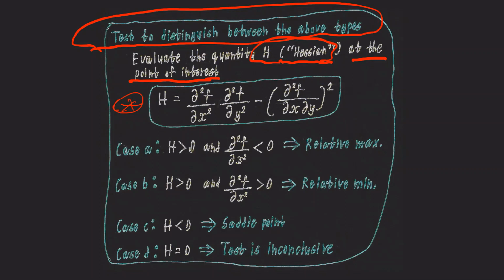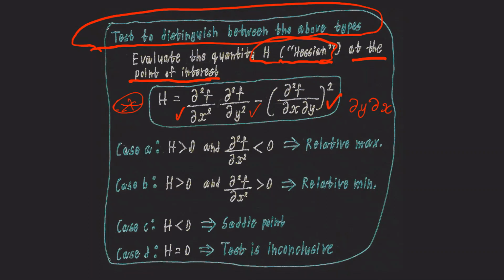So you can see this is why we evaluated the second order derivatives before. We are going to need both of those and also the mixed derivative, but again, the mixed derivative is the same whichever order you take it in, whether it's del x del y or del y del x. So this is the quantity of the Hessian.